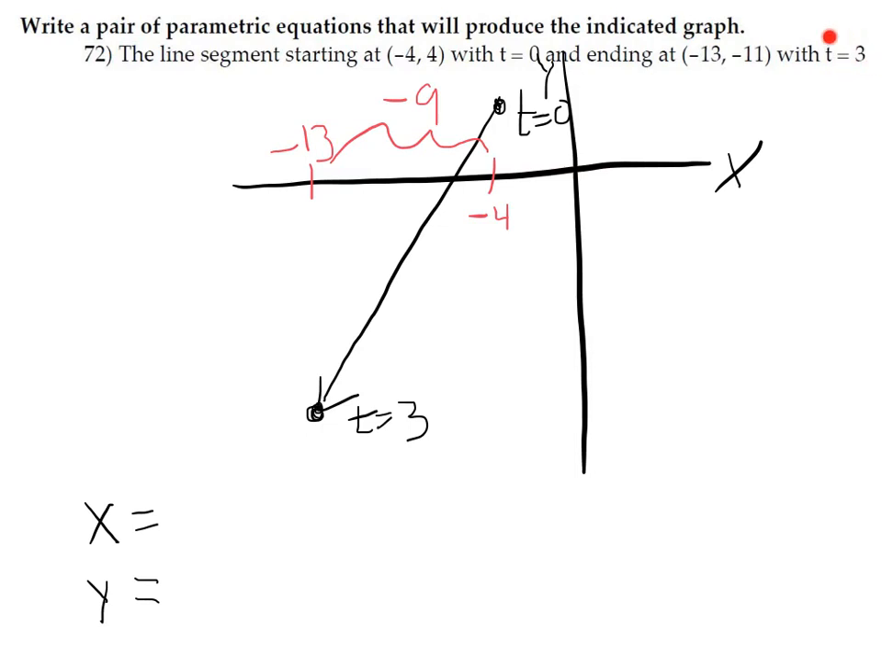Because we have to do it in 3 seconds, 0 to 3, we can nicely divide this up: -3, then -3, then -3. If we go -3 each second, we will go from -4, first second, to -7, -10, -13. Great. So our x value, we're starting at -4 and we're subtracting 3t. Each time we go -3.